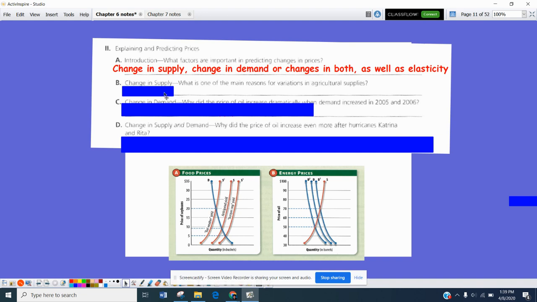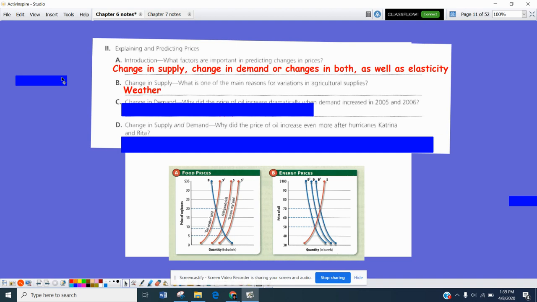Change in supply. What is one of the main reasons for variation in agricultural supplies? A lot of that's weather. If there is a drought, obviously there's usually a shortage of certain goods, and that shortage, for the most part, has a tendency to drive the markets upwards. That's a reason why when there's sometimes years when there's been a lot of crop loss, sometimes the commodity markets for soybeans and corn will go upwards.